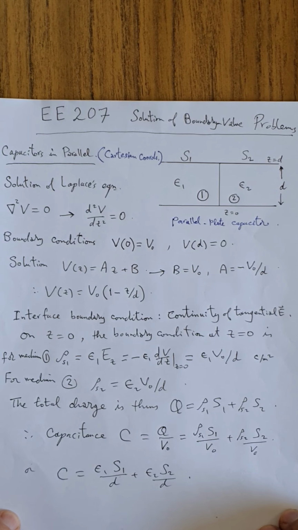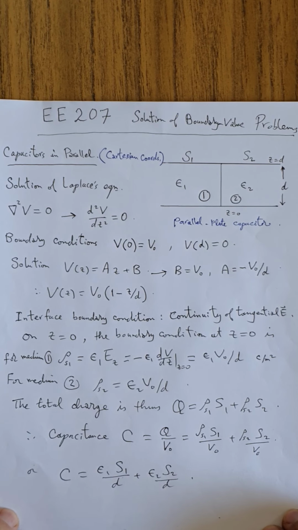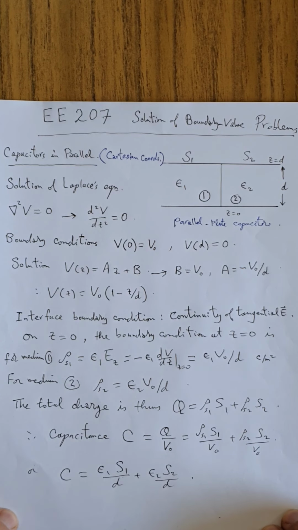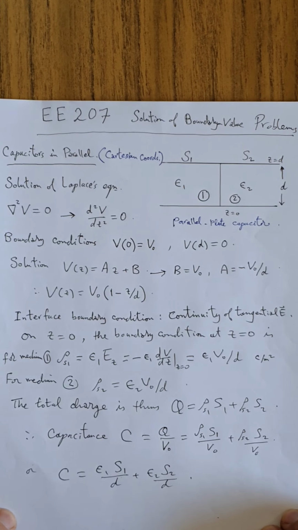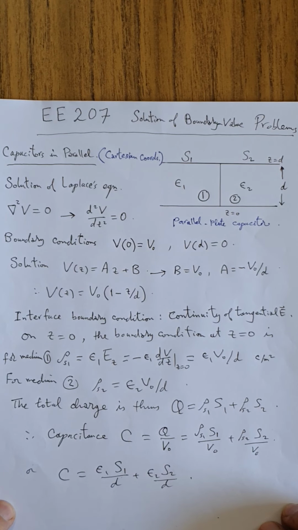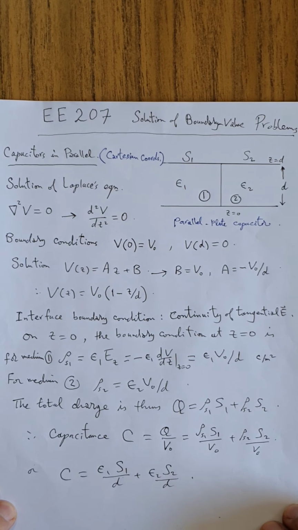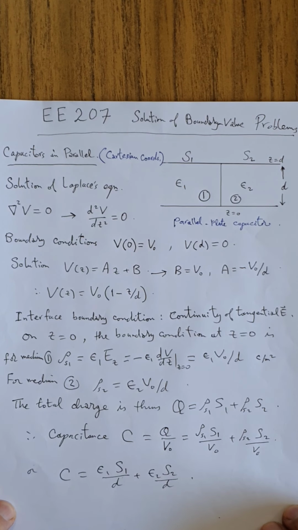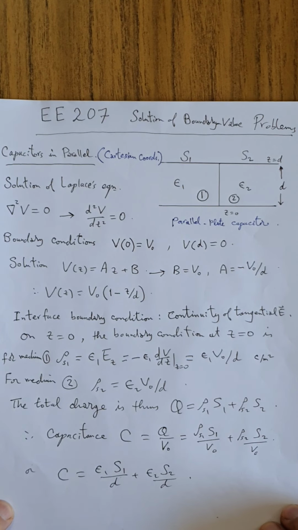We're still in chapter 6, talking about the solution of boundary value problems in electrostatics. So we take up an example of capacitors in parallel in Cartesian coordinates: two parallel plates with the space between them divided into two dielectrics, epsilon 1 and epsilon 2.